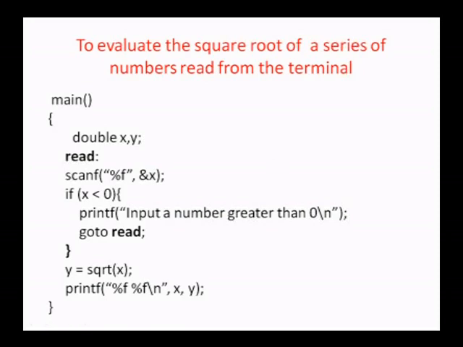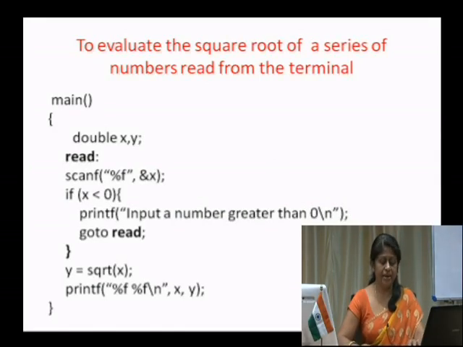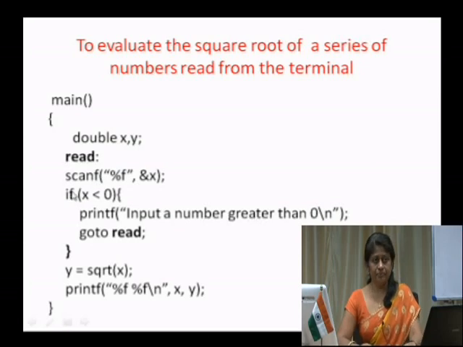Now, let us look into a simple example that makes use of the goto statement. You have two variables which we have defined as the double data type, and then this read is the label that we have defined over here. So, the label name along with the colon. Then we are inputting the value of a variable x over here by making use of the scanf function. Then we check the condition if x is less than 0, that is if the user inputs a negative number.